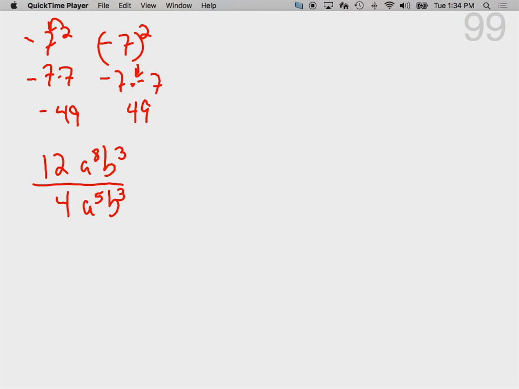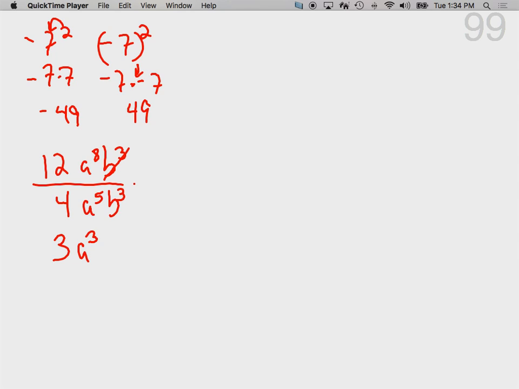Divide coefficients, subtract exponents. 12 divided by 4 is 3. Subtract exponents. 8 minus 5 is 3. So I get 3 b to the third. Now, 3 minus 3 is 0. There's 2 ways to look at this. 3 ways, really. Anything divided by itself is 1. And then 1 times 3 b to the third is just 3 b to the third.